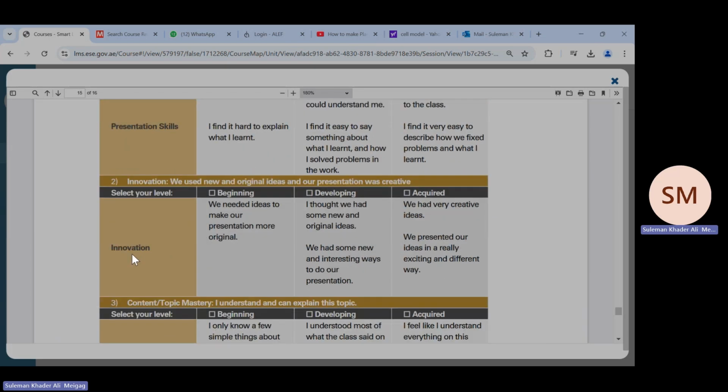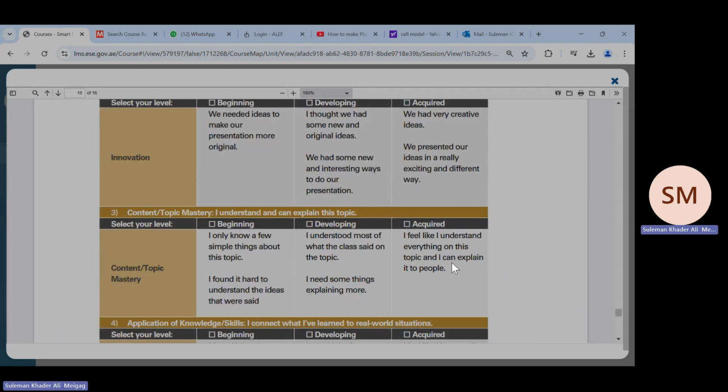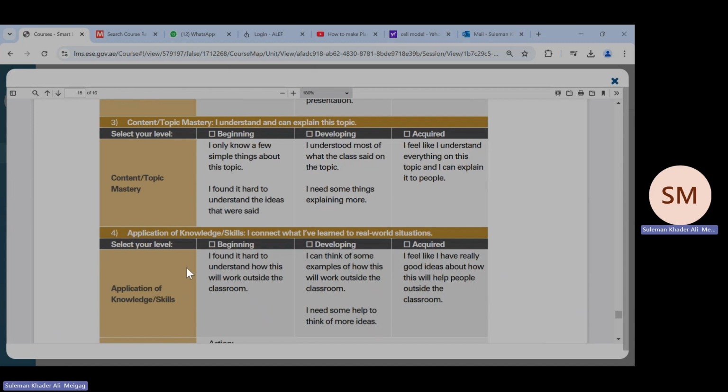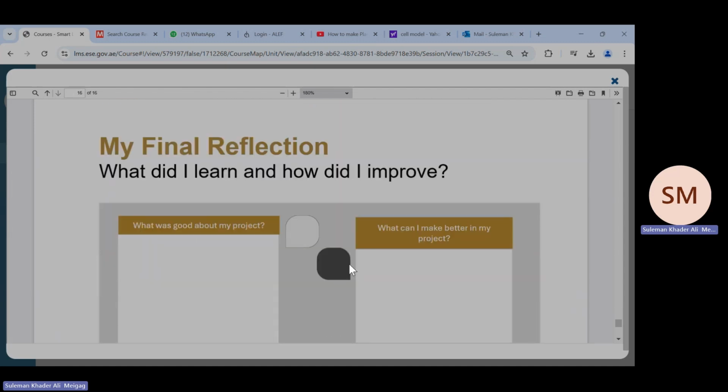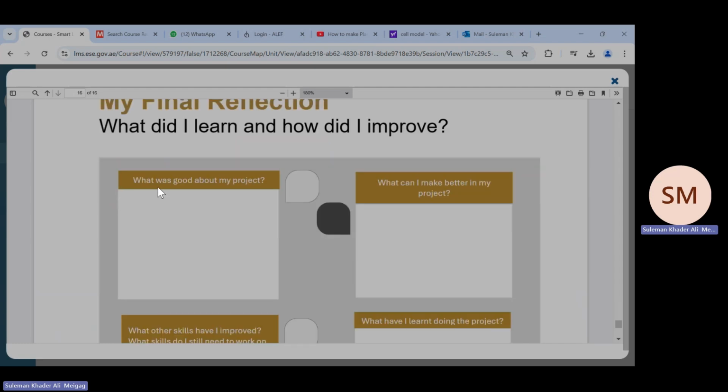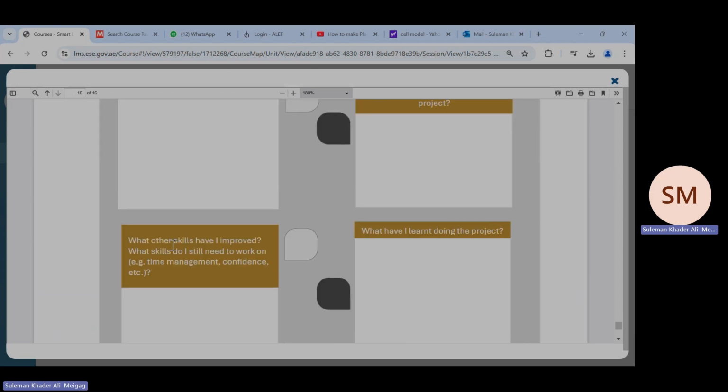And then we'll be looking at your innovation. How is it different from the other groups, okay? And what you learned and how you applied. And then finally, at the end, you have my reflection, my final reflection. What did I learn and how did I improve? So what was good about my project? You write it here. What can I make better if I were to do it again? So what can I make better in my project?